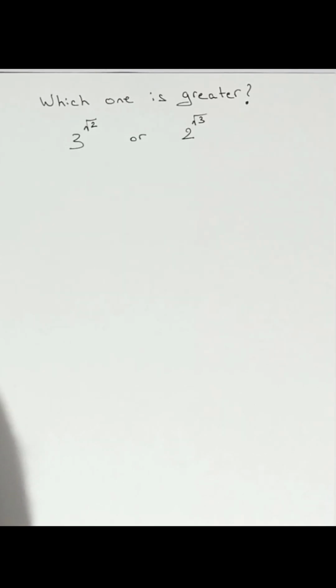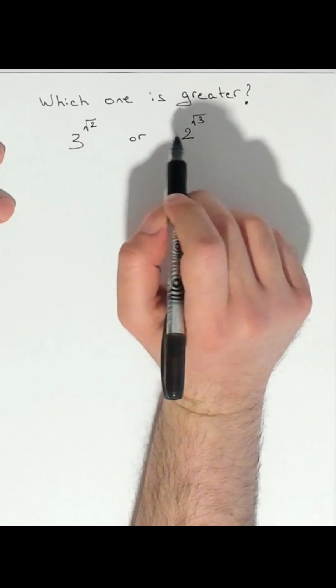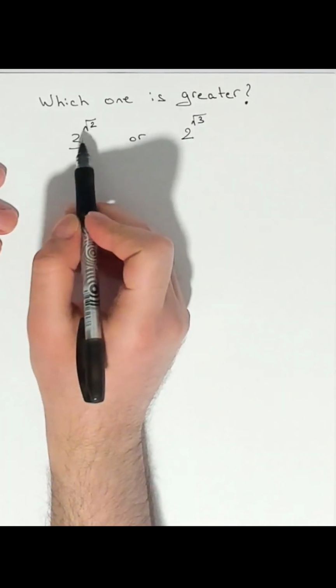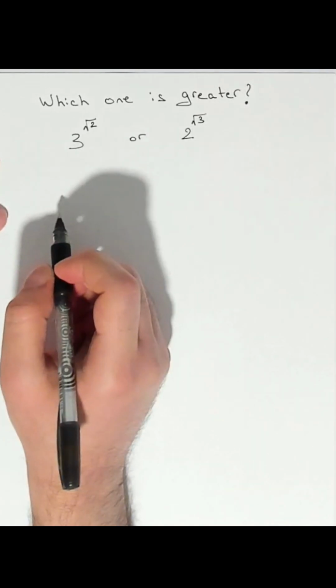Here's an interesting problem. We're asked to find which one is greater. Is it 3 to the power radical 2 or 2 to the power radical 3? So I want to approach this in a non-numerical method.